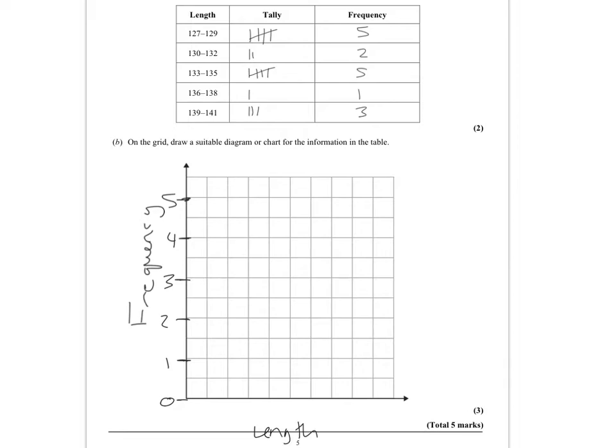And then I need to label each bar. So the first one is going to be 127 to 129. The next one is 130 to 132. Then we have 133 to 135. Then we've got 136 to 138. And then finally 139 to 141.